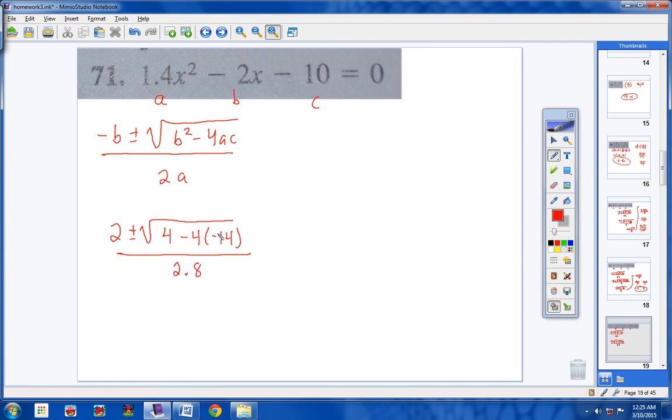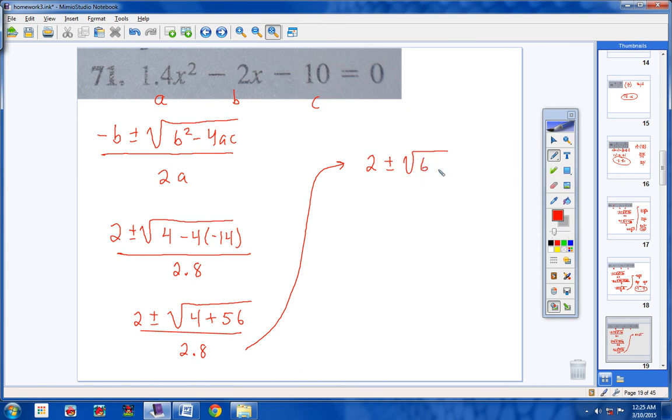Now, let's do our multiplication here. We have a negative times a negative, so we really have 2 plus or minus the square root of 4 plus 56, all over 2.8. Alright, so next we would have 2 plus or minus the square root of 60 all over 2.8. Now, let me look in the back of the book and see how they want you to write your answer on this one. Okay, we're going to leave it in square root form. So, here we go.